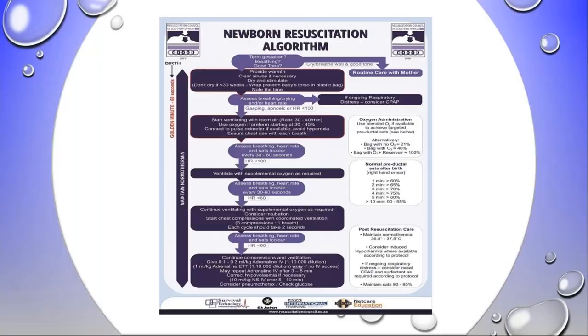Now, let's go through the algorithm. It talks here about the golden minute in 60 seconds. So up to here, this is what we're going to do. And 60 seconds is actually quite a long time. People do not use clocks sufficiently. So what does it say?